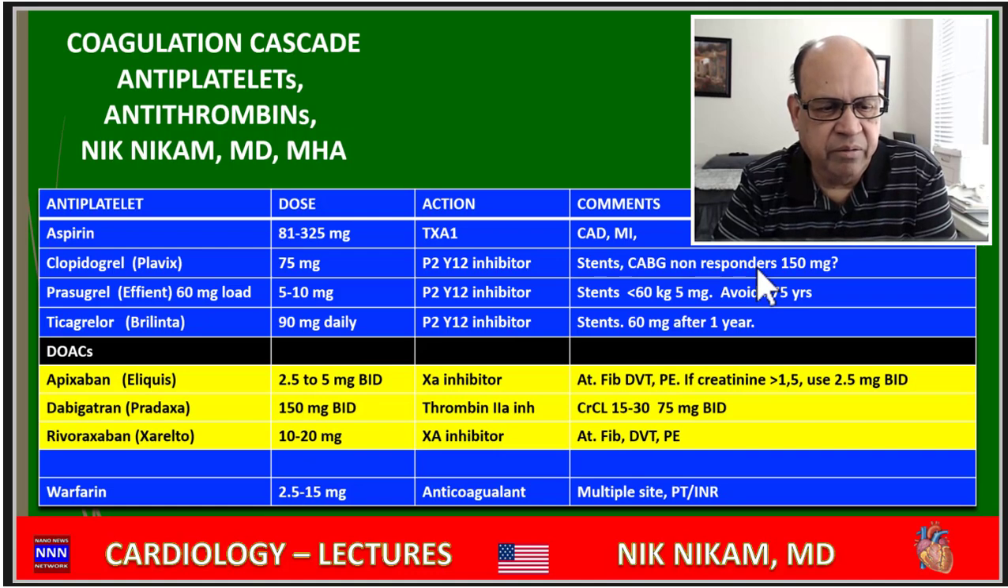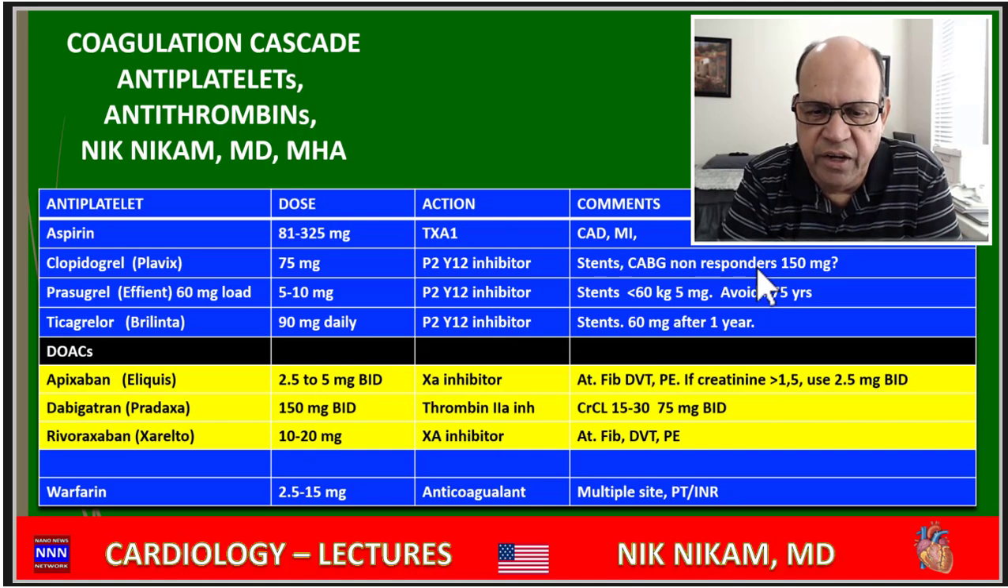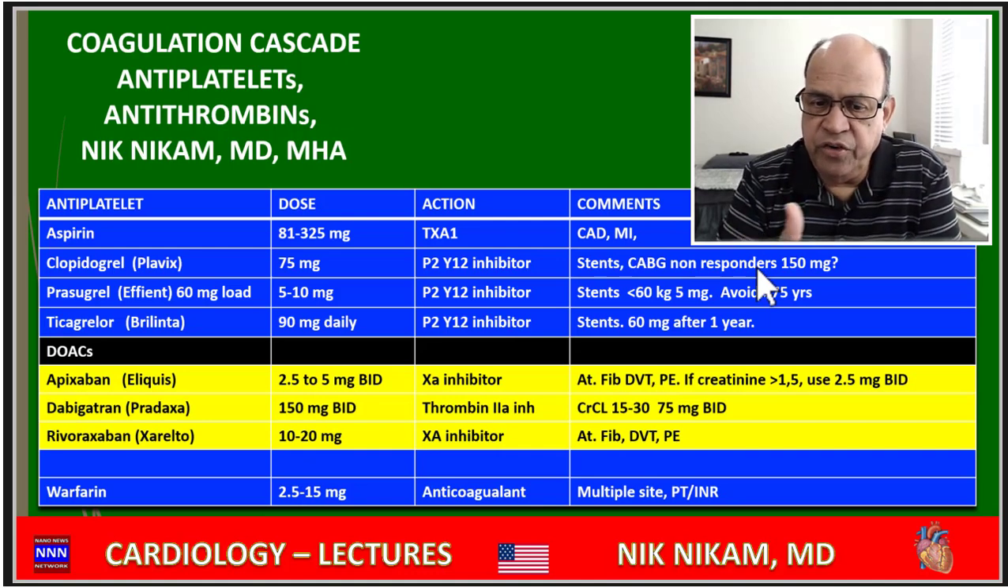Okay, that brings us to prasugrel or Efient, which is given as a 60 milligram bolus followed by 5 to 10 milligrams orally for patients with coronary stents. If the patient is less than 60 kg, the lower dose is used, and it is recommended to avoid prasugrel in patients who are 75 years or older.